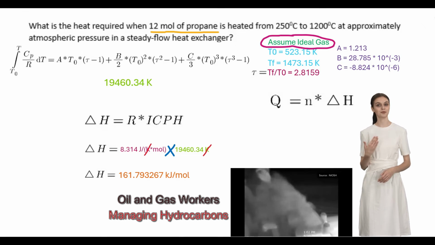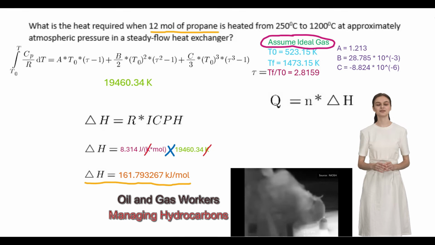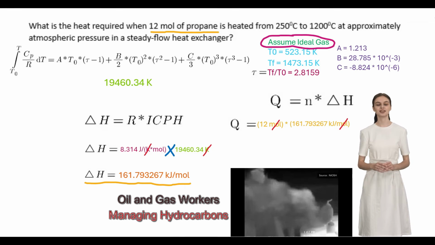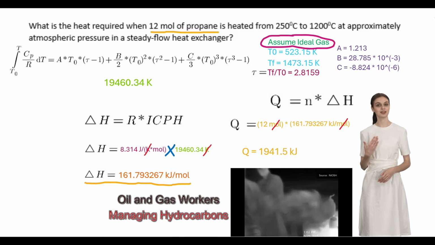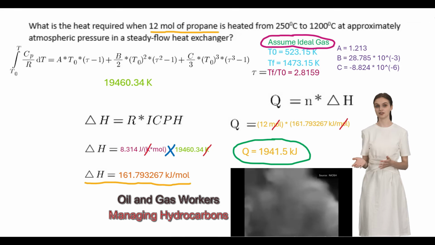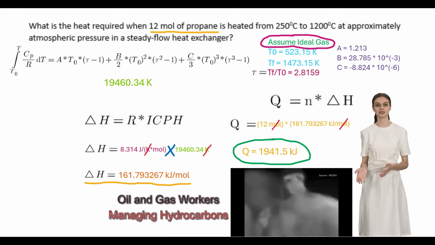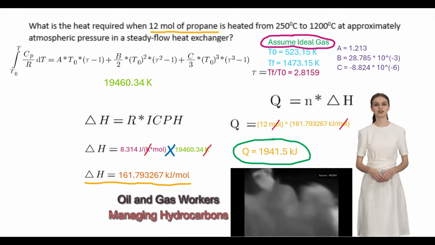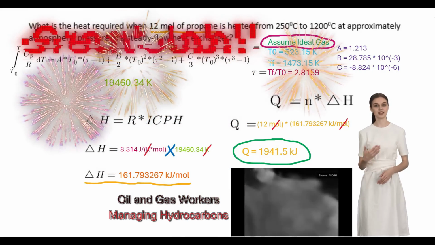Heat equals moles times the change in enthalpy. You have the value for both moles and change in enthalpy. Plugging these values into the heat equation yields the heat required to be equal to 1941.5 kilojoules. This is the final answer for the problem. Great job, you are improving your understanding of thermodynamics.